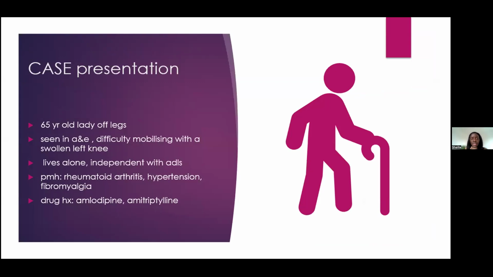So I'll give you a case presentation of a 65-year-old lady who came into A&E. She was off legs, came in with difficulty mobilizing, had a swollen left knee. She lives on her own. She's independent with ADLs. She has a history of rheumatoid arthritis, high blood pressure, and fibromyalgia, and her medications are amlodipine and amitriptyline. So that's the summary. So you've got the baseline background history, functional status, past medical history, and her relevant medications.